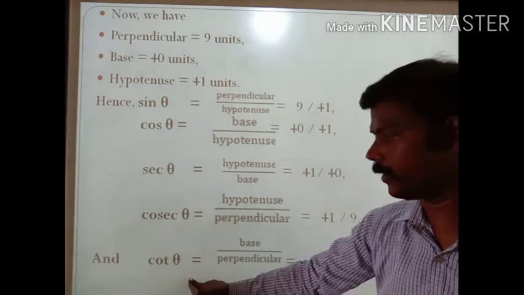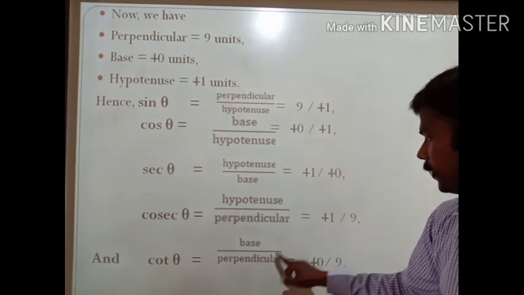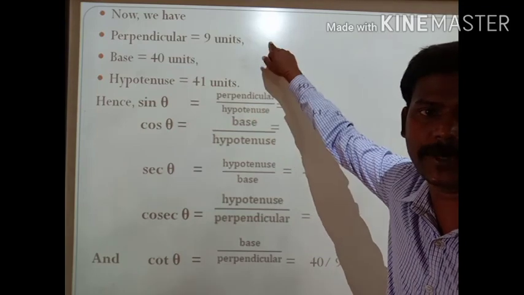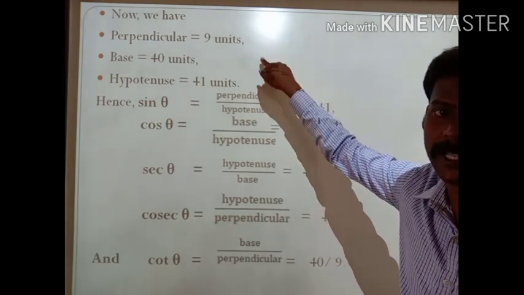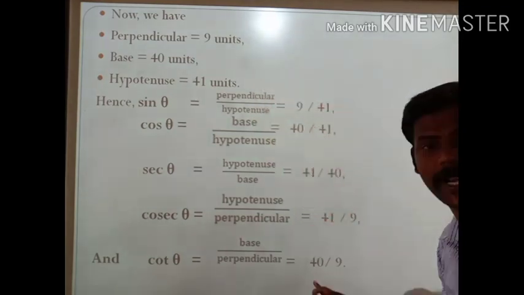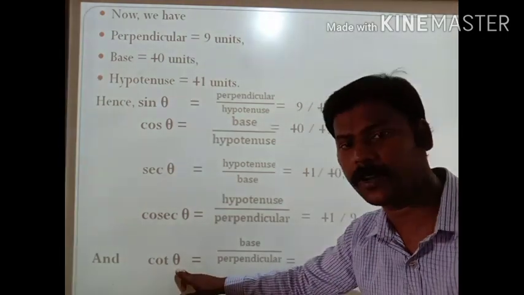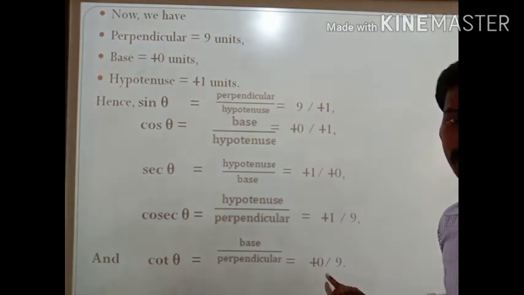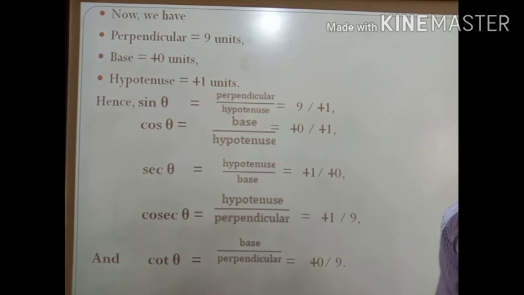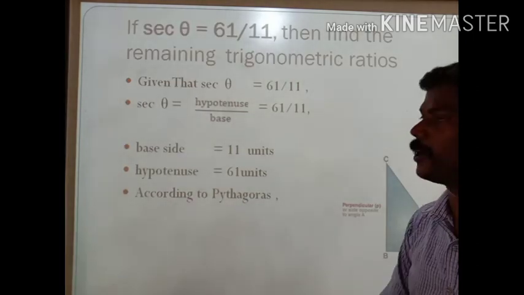What is the cot theta? Base by perpendicular. All these values are mentioned here. Are you observing? Perpendicular, base, hypotenuse. Those values are only substituted in the definitions. So finally, the cot theta value is 40 by 9. Next, we have the next problem.